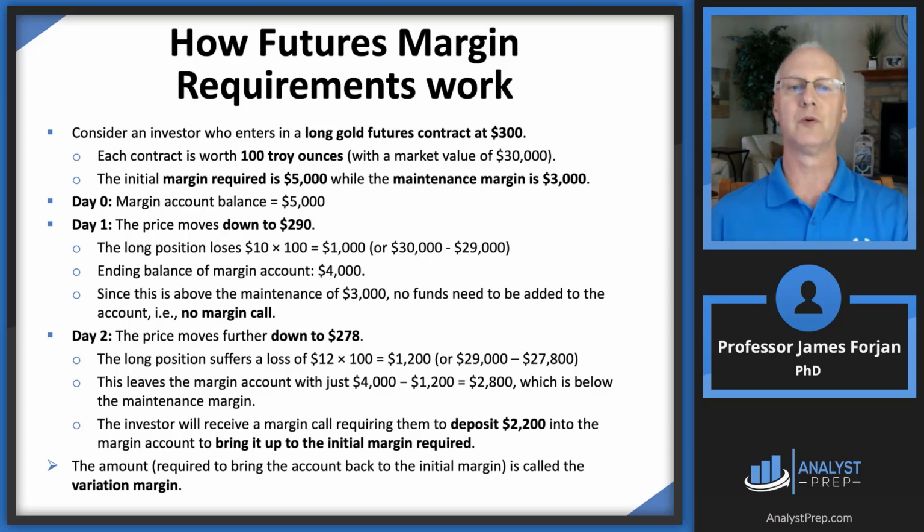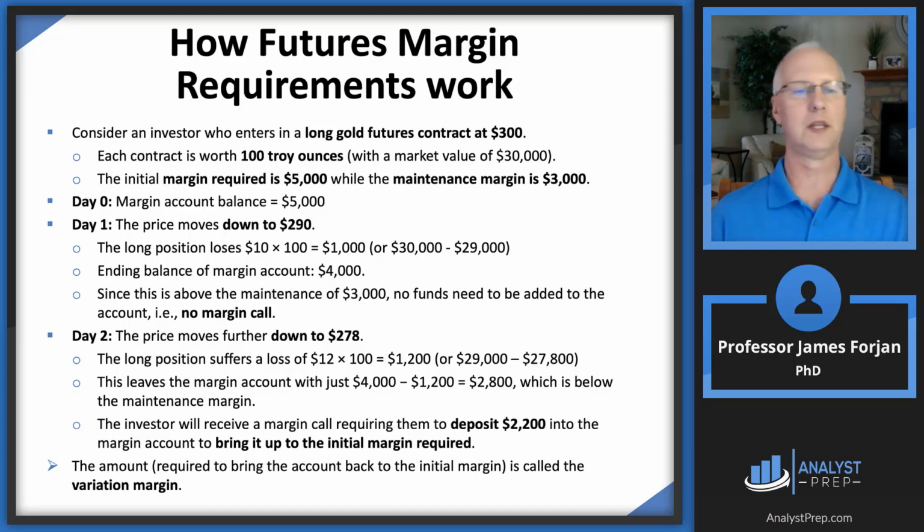Let's suppose the initial margin is $5,000 and the maintenance margin is $3,000. So as the long position, we have to put up $5,000 today. Now, of course, the short position, wherever this person is located, will have to put up $5,000 as well. And so the clearinghouse can see that both positions have $5,000. All right, so we're in the long position. We're betting that the price of gold rises.